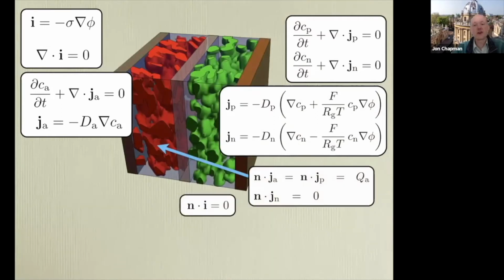On the interface that you have, you've got no electrons coming out there, so the electronic current is zero. And then whatever lithium comes out of the electrolyte must go into the active material or vice versa. And so that's the continuity of fluxes there. And the flux is given by this expression QA that I'll come back to in a minute.